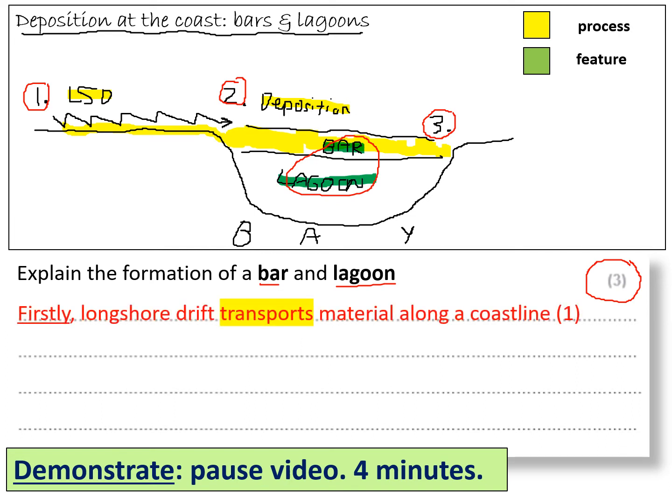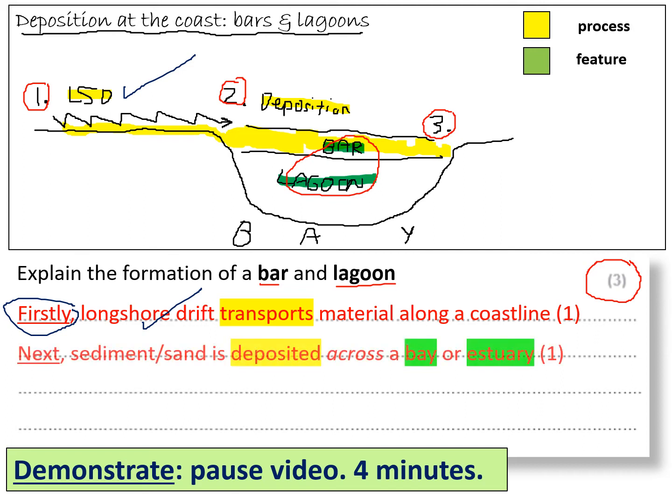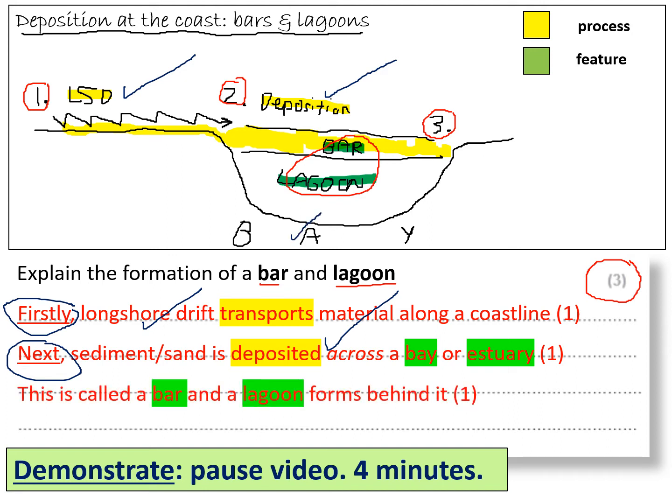Okay, let's check this. So we said firstly, it's a good way of starting it. Longshore drift, good, we've mentioned that. It transports material along, we've done that. Next mark. Next, sediment, so we've got next in there, we've got another sequencing connective. We've mentioned deposition, it's deposited across a bay or estuary, good, we mentioned that too. Our third mark, this is called a bar and a lagoon forms behind it, so we've mentioned our key features.